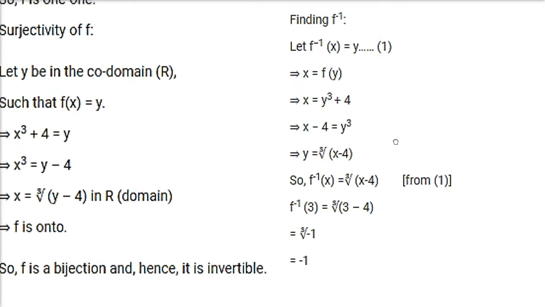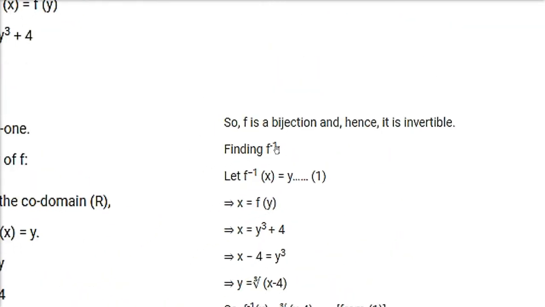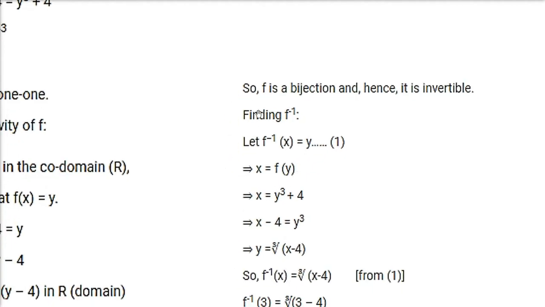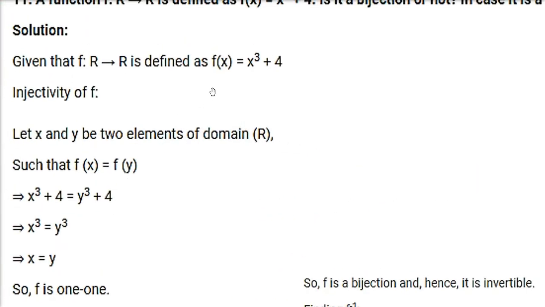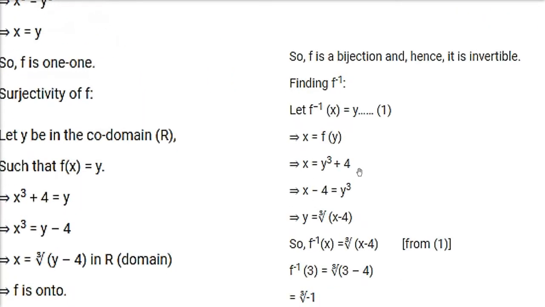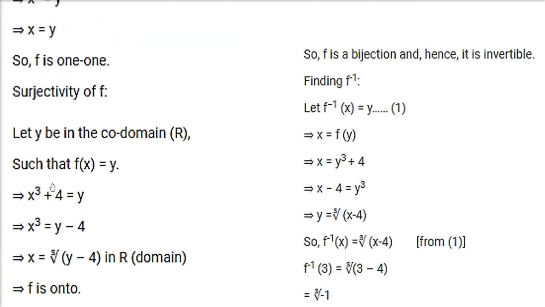So f inverse of x, as I told you, will be exactly the same as the previous onto description. The same thing we have to do. So f inverse x equals y, x equals f(y), same thing as onto. So even if you change the place of what we proved in onto, the answer will be the same. So finally y equals third root of x minus 4. This will come. f inverse of x.